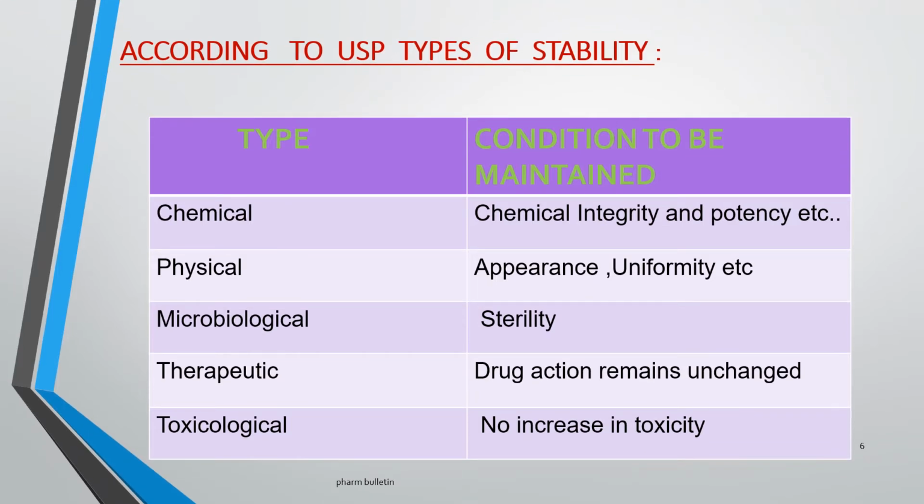Types of stability studies. According to USP, stability studies are divided into chemical, physical, microbiological, therapeutic, toxicological, etc. In the chemical type, we study the chemical integrity and potency. In the physical type, the appearance and uniformity of a product. Microbiological, which is very important, is the sterility of the product.